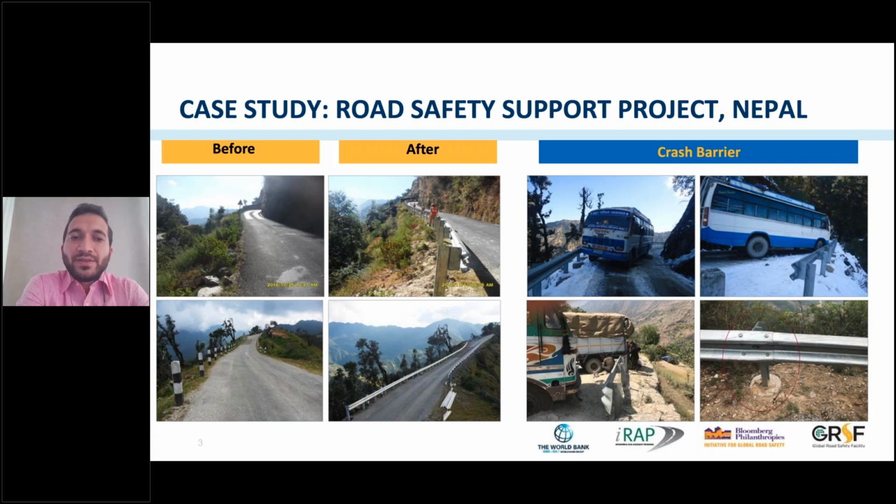On the right, you can see the crash barrier protection, and how it helps vehicles that move off the road, especially in a mountainous area which is covered by snow. In 20 years, the project will save 3,500 lives, which has been an enormous achievement.